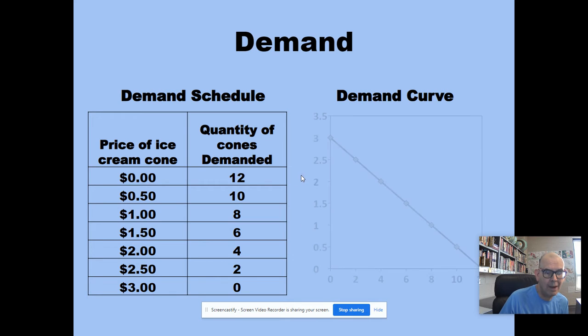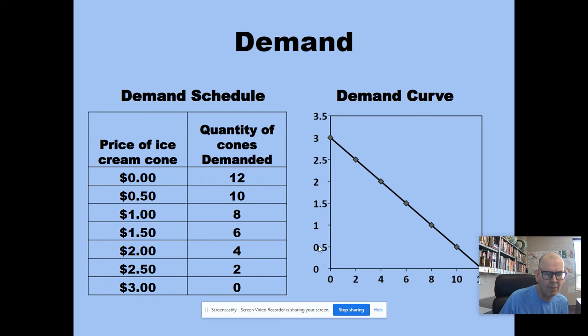All right? If we graph this, our vertical axis is always going to be the price. So we've listed the prices from 0 up to 350. Our horizontal axis is always going to be the quantity, so from 0 to 12. And you see at a price of $3, the quantity demanded is 0. At a price of $2.50, the quantity demanded is 2, and so on. As the price goes down, the quantity demanded goes up. That's the law of demand. That's pretty straightforward.